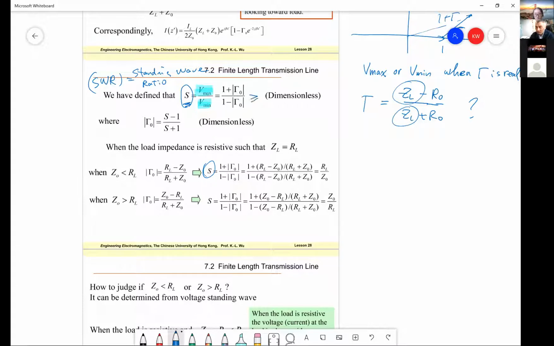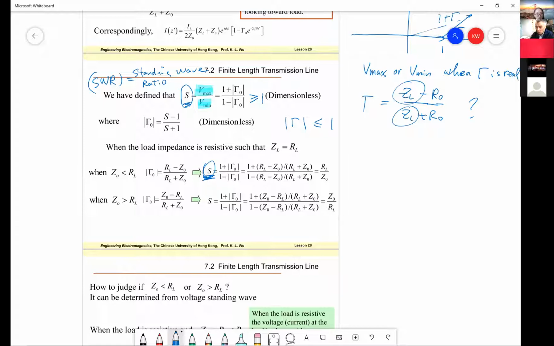Looking at the definition, the standing wave ratio is always larger than or equal to 1. It can be infinitely large if the absolute value of gamma approaches 1. However, the reflection coefficient magnitude is always less than or equal to 1, because as a reflection coefficient, you cannot magnify the magnitude.